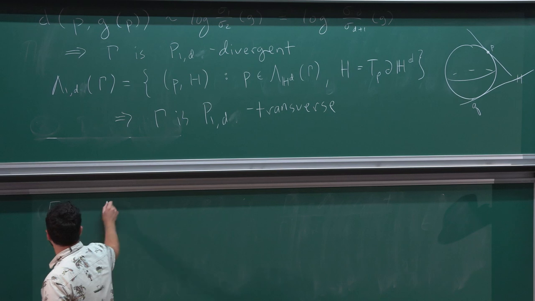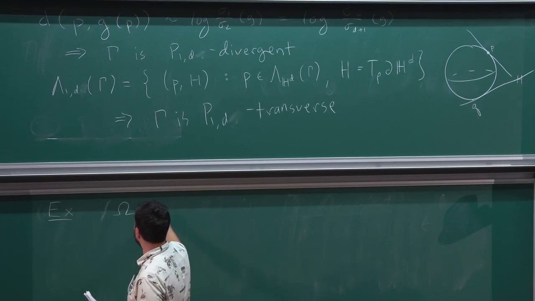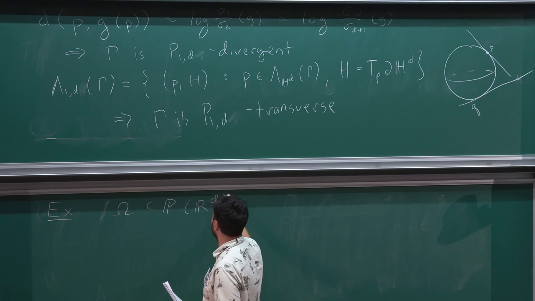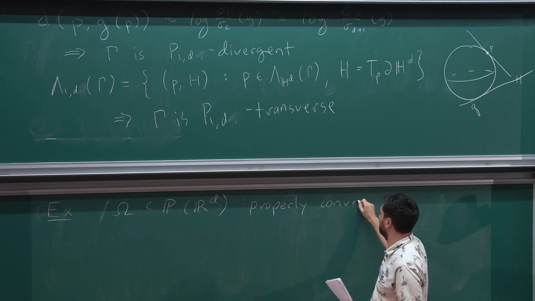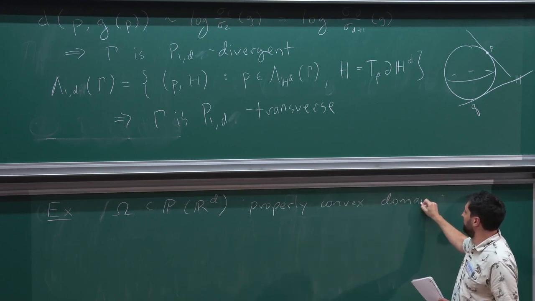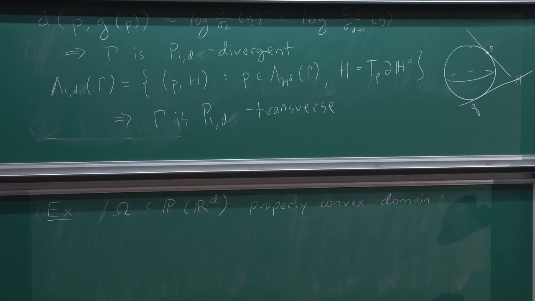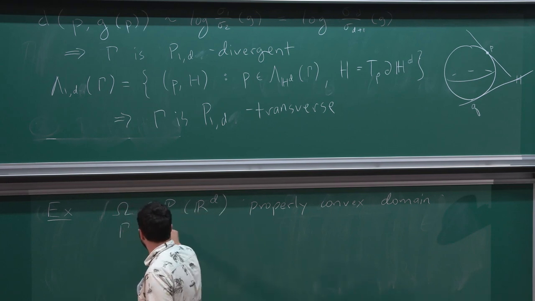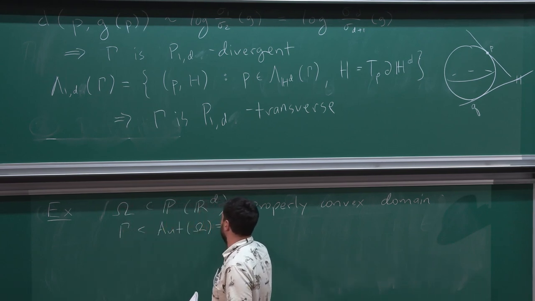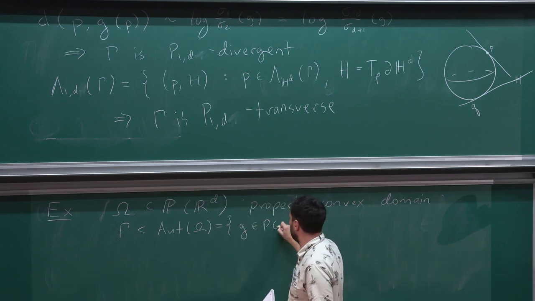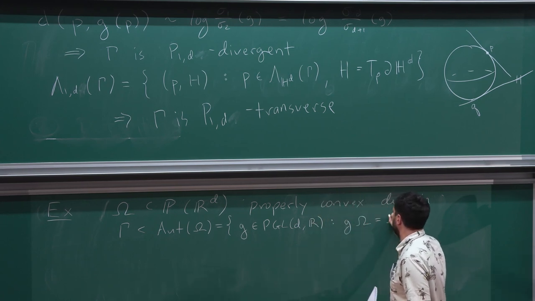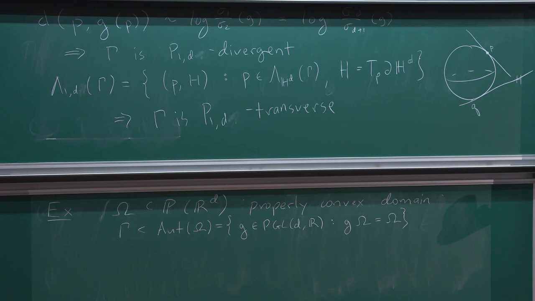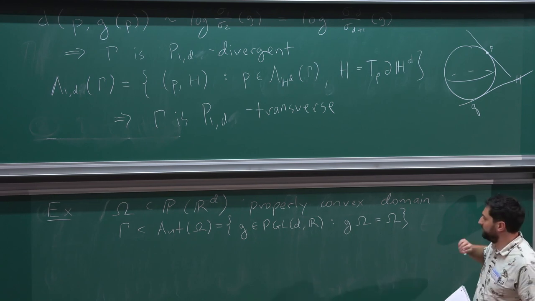So Tengren talked about these projectively visible groups. So this is just a properly convex domain. So it's a bounded, open, convex subset of an affine chart. So it's like the unit ball, except could be more general. And then we have gamma in the automorphism group. So that's just g in PGL d r, where g omega is equal to omega. So it's the group of projective automorphisms that preserve omega.